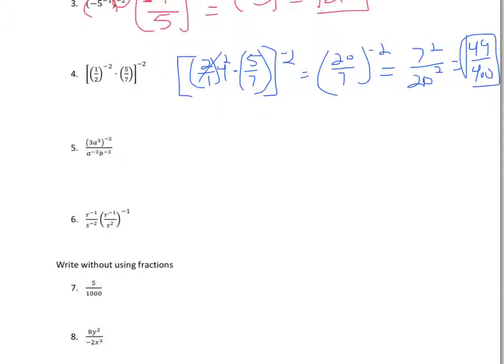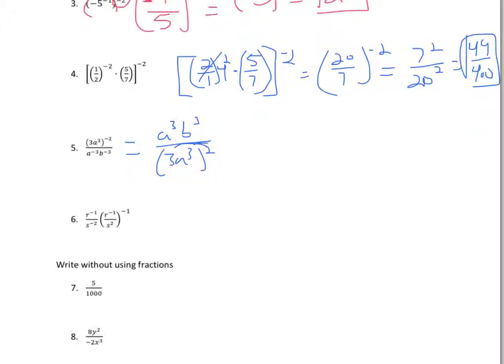Number 5. All right, we're going to move everything. We've got to flip a lot of stuff upside down. The a and the b need to move up, and the 3a cubed needs to move down. So we have a cubed b cubed over 3a cubed squared. That way we got rid of all of our negative exponents.